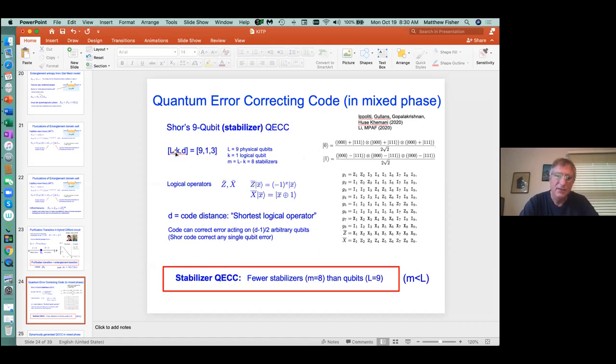And finally, D, which is an important parameter here, is what's called the code distance. And it's basically what one might call the shortest logical operator, or the logical operator with the fewest number of qubits. And it turns out that one of these stabilizer codes can in principle correct any error acting on (D minus 1)/2 qubits. And so the Shor code can correct any single qubit error. So generally, these stabilizer quantum error correcting codes, as I say, have fewer stabilizers than qubits.